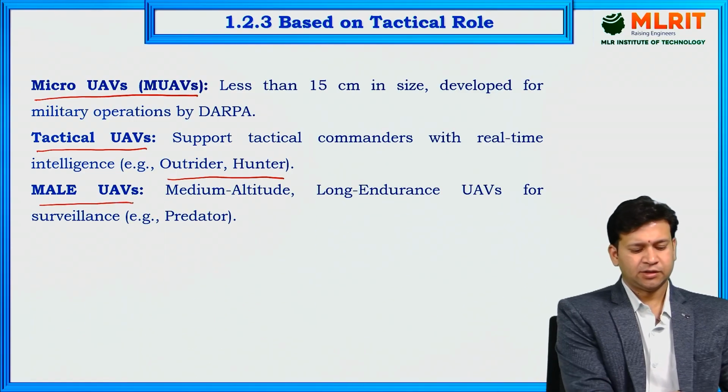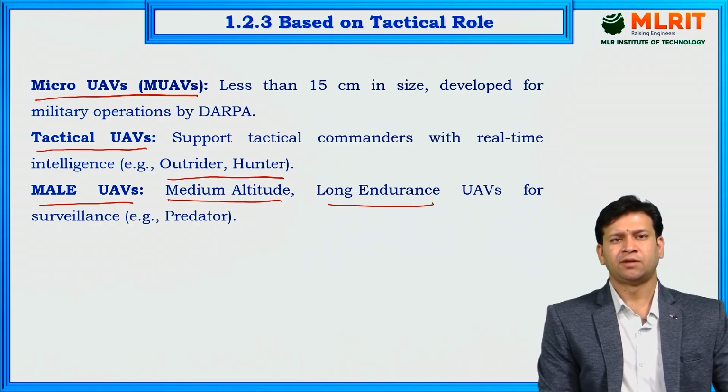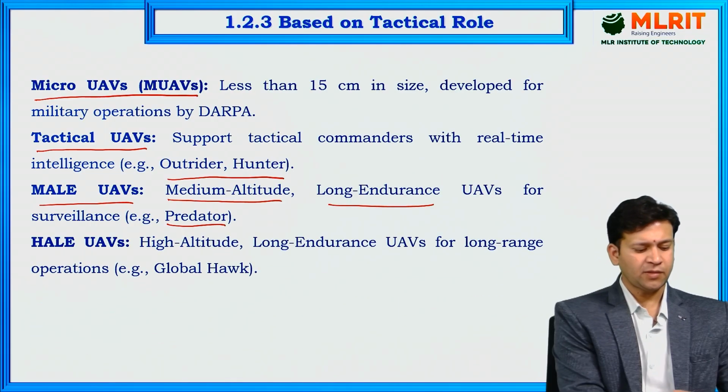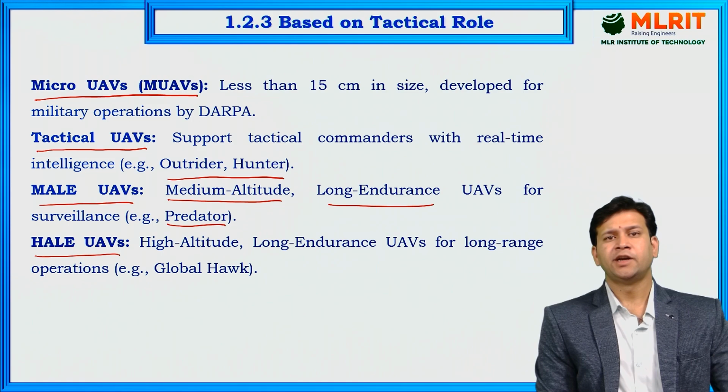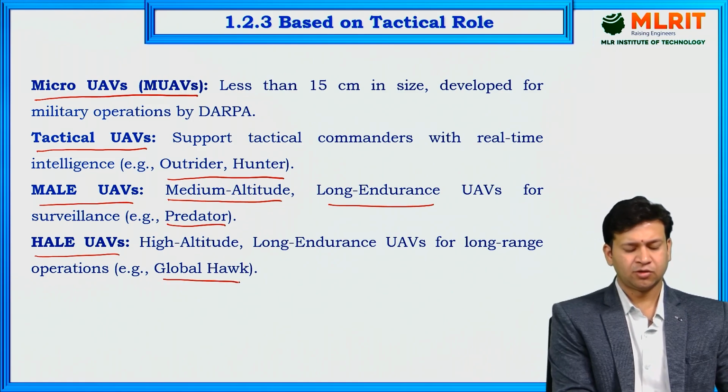MALE UAVs, medium altitude, long endurance UAVs for surveillance. Example, Predator is a drone which is used for medium altitude and long endurance. HALE UAVs, high altitude, long endurance UAVs for long range operations, for example, Global Hawk.